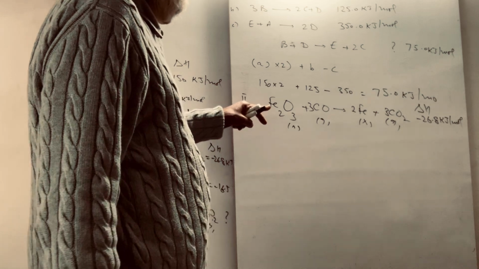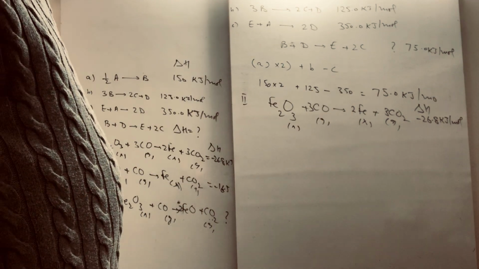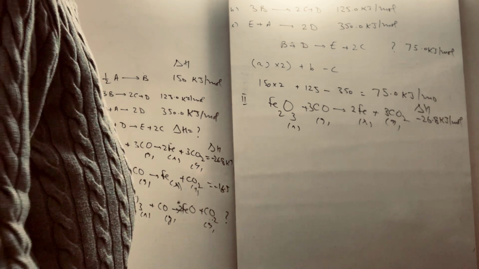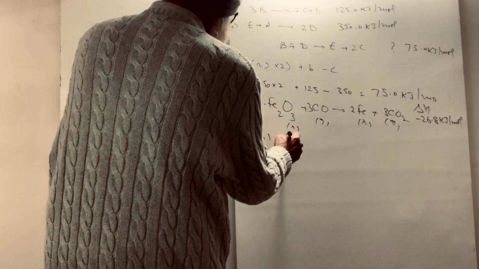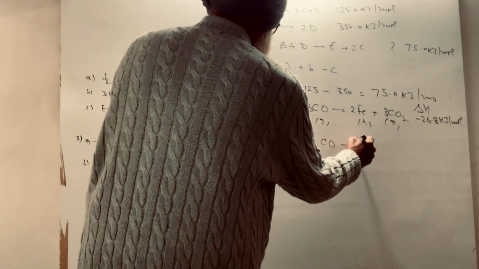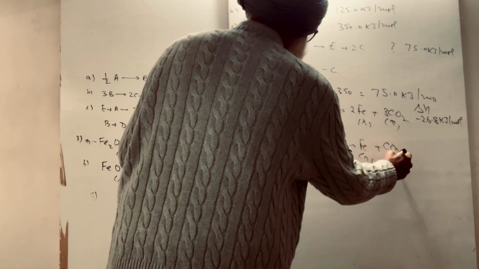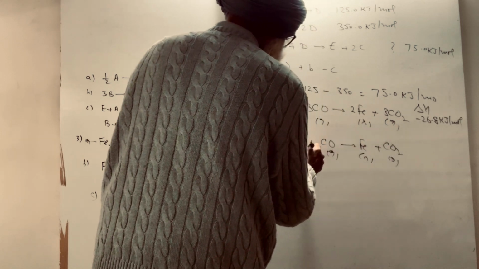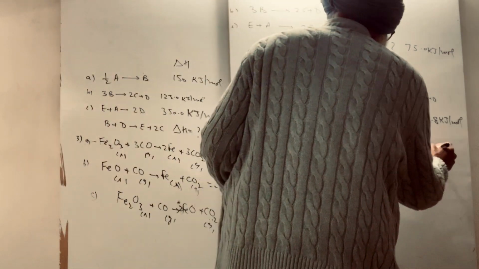This is the reduction of ferric oxide into iron, so the reducing agent is carbon monoxide. This is the first equation. The second equation is FeO plus CO giving you Fe plus carbon dioxide, again solid, gas, solid, gas. Here delta H is minus 16.5.